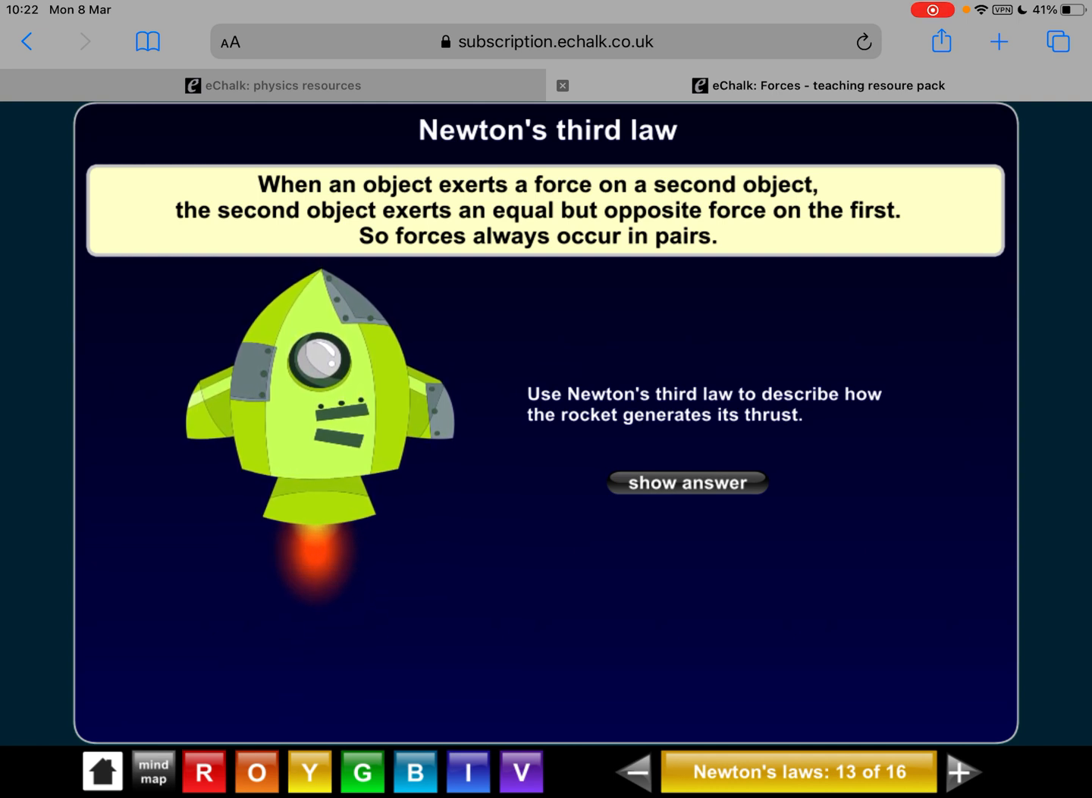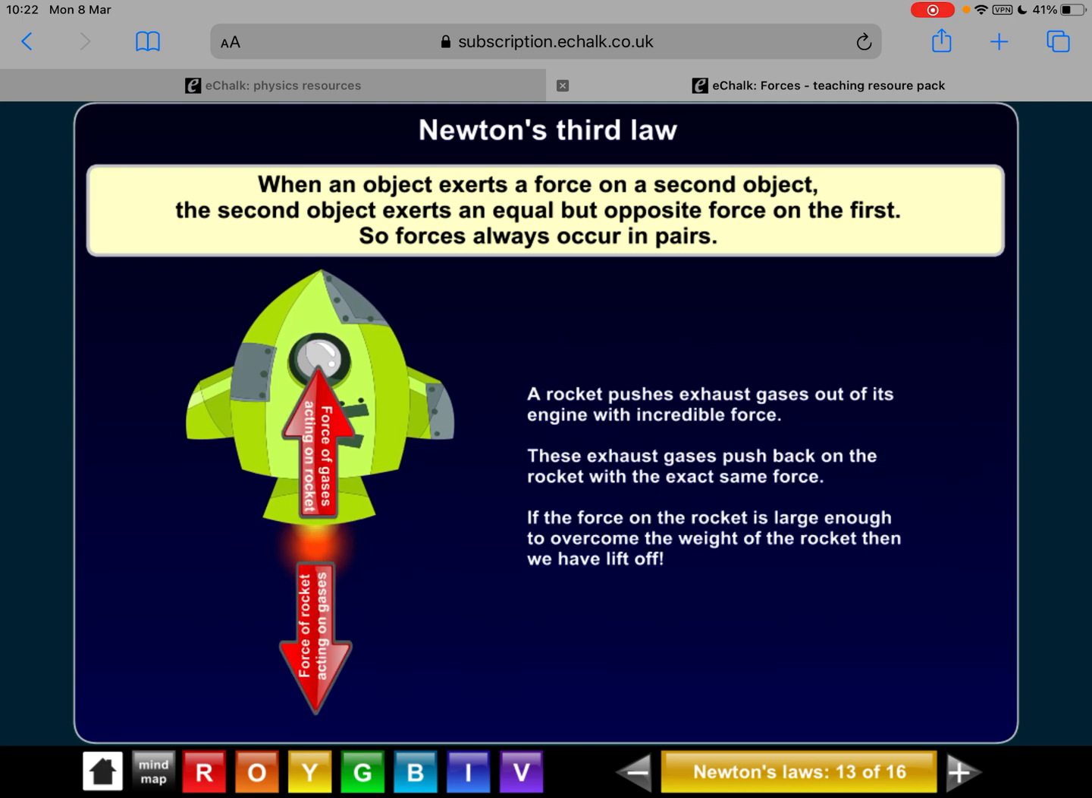As the gas is forced downwards, at the same time these gas molecules will push back up against the rocket. So we get another pair of forces. The rocket engines will force the gas molecules downwards. As that's happening, the gas molecules will push back up onto the rocket.